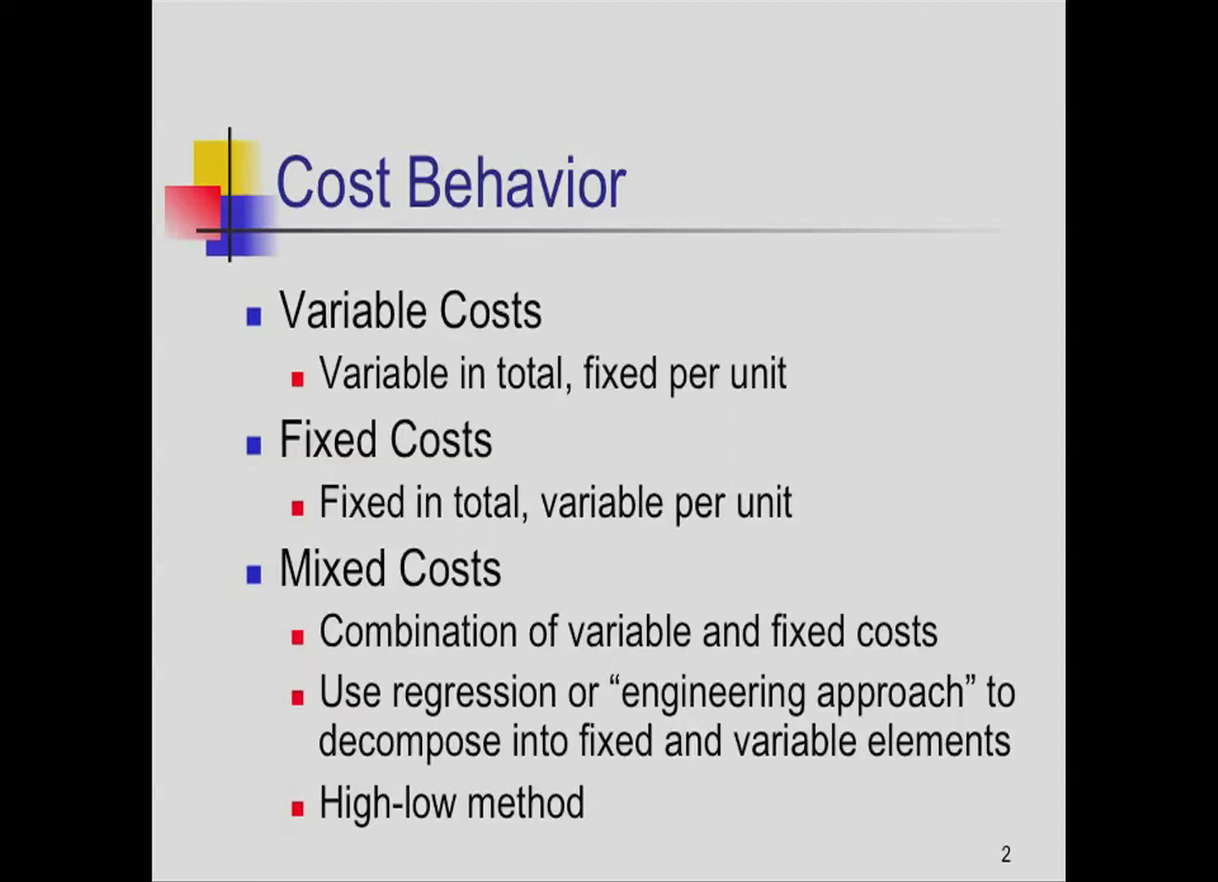Now, what does it mean that it's fixed per unit? That means it remains the same. Whether you need 5,000 wheels or 10,000 wheels, you'll still be paying the same cost per wheel.